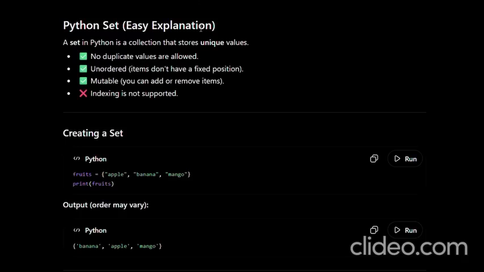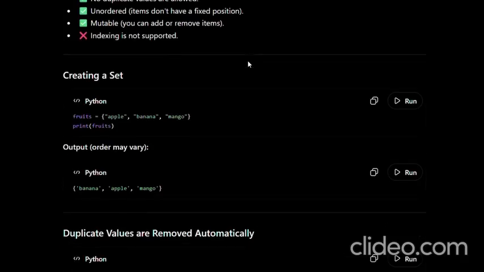Now let's revise the Python set again. A set in Python is a collection that stores unique values. No duplicate values are allowed. It is unordered, it is mutable, and indexing is not supported. We are revising set again because it is really important to understand. Later, when we do some questions, you will understand why I'm revising it.